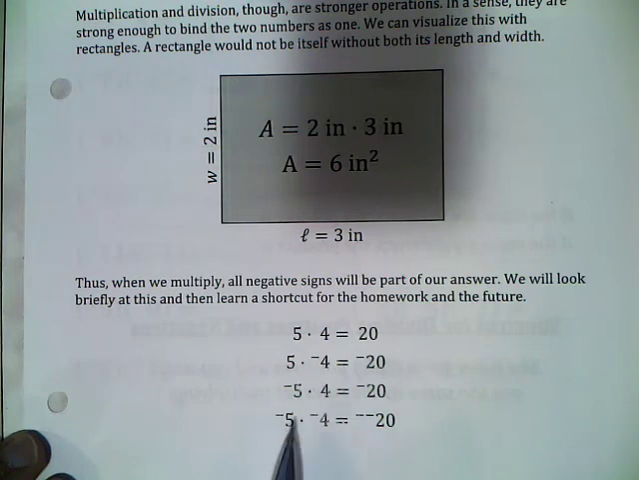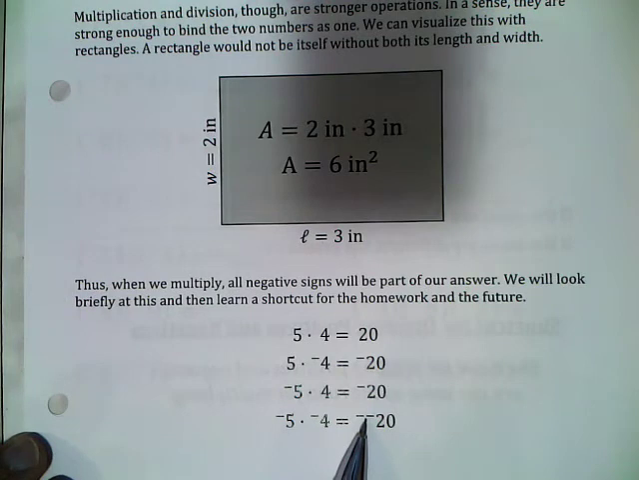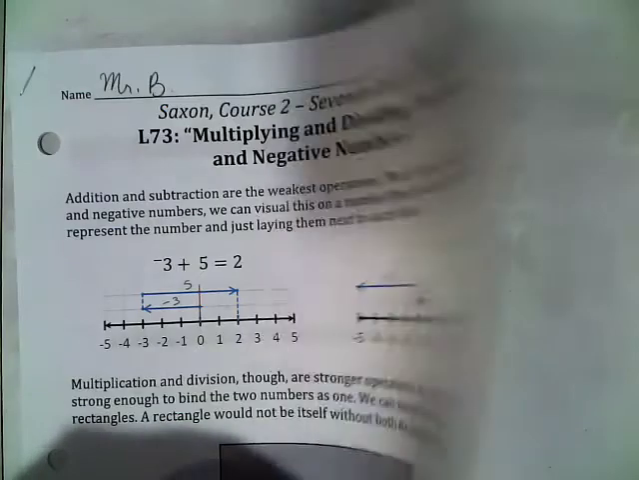And then finally down here, a negative 5 times a negative 4, 5 times 4 is 20, but then technically both of these negatives tag along to our answer. Now again, this is the part that I don't want you to get too caught up on, because we're going to learn a shortcut for that right now. And to learn it, we actually have to go to the next page.